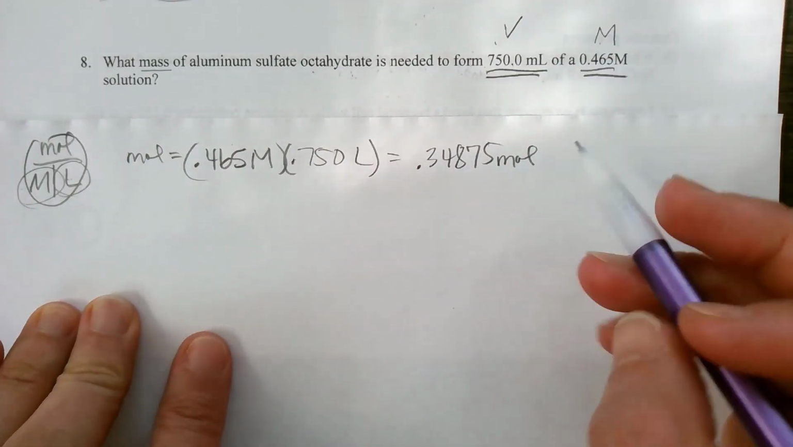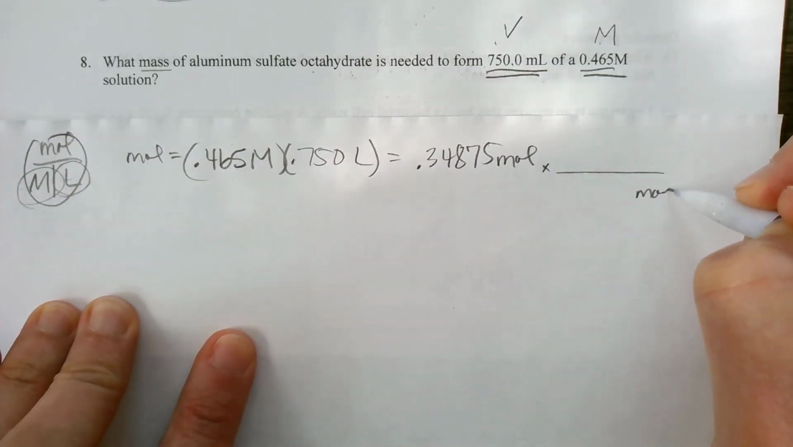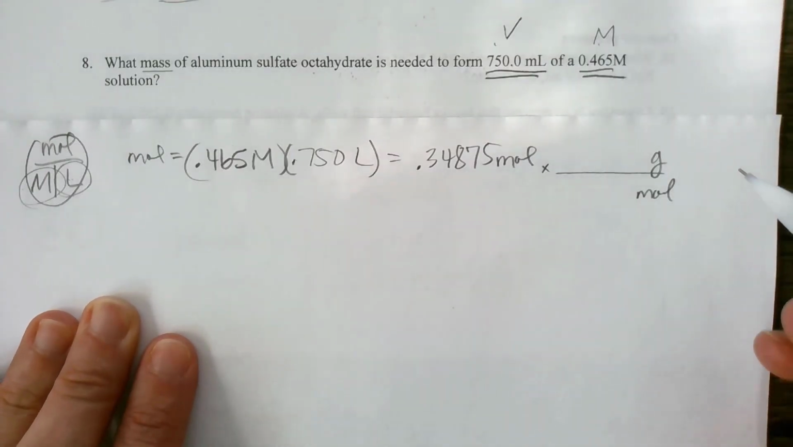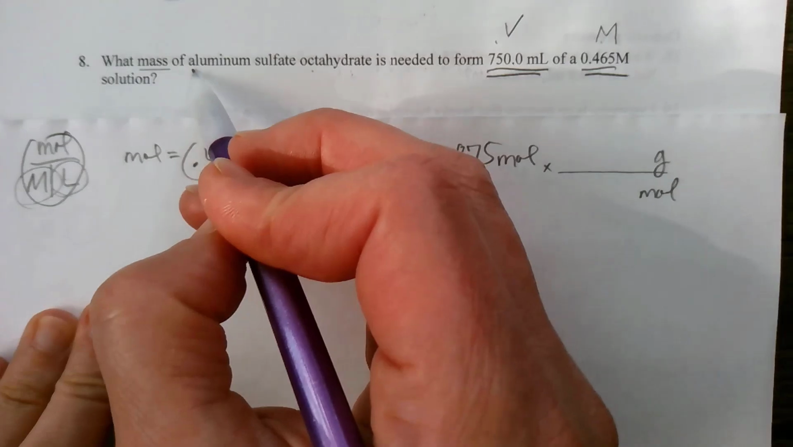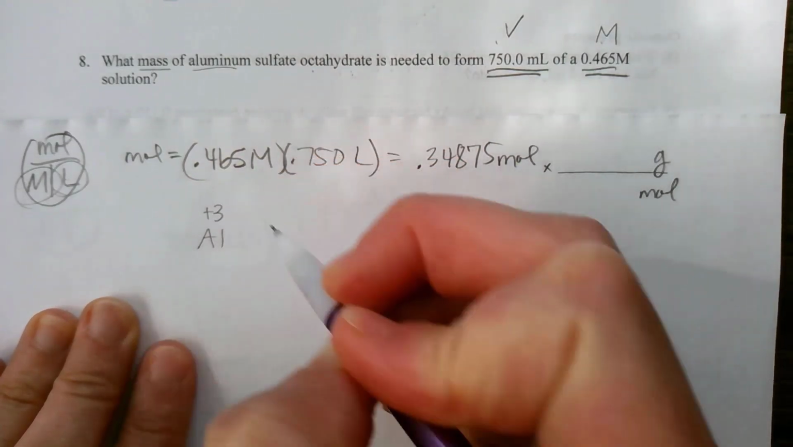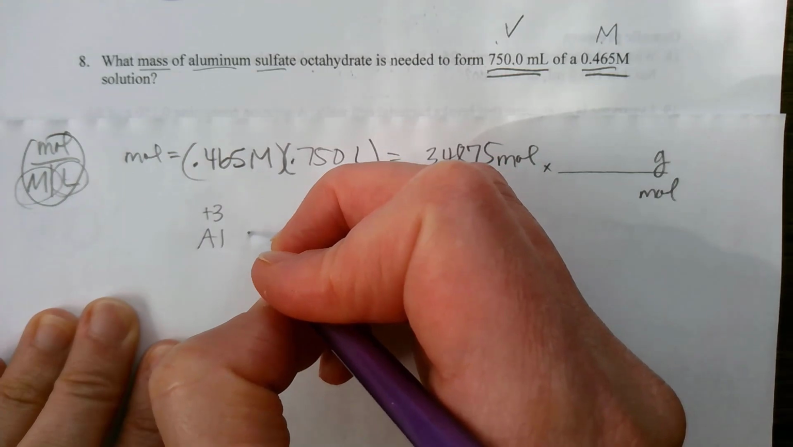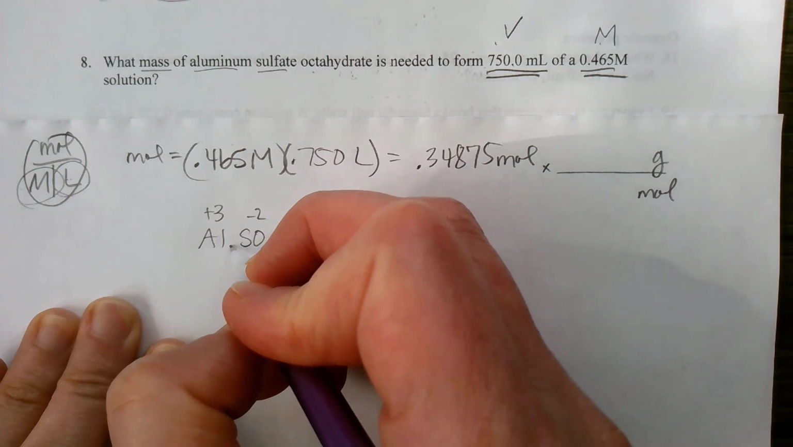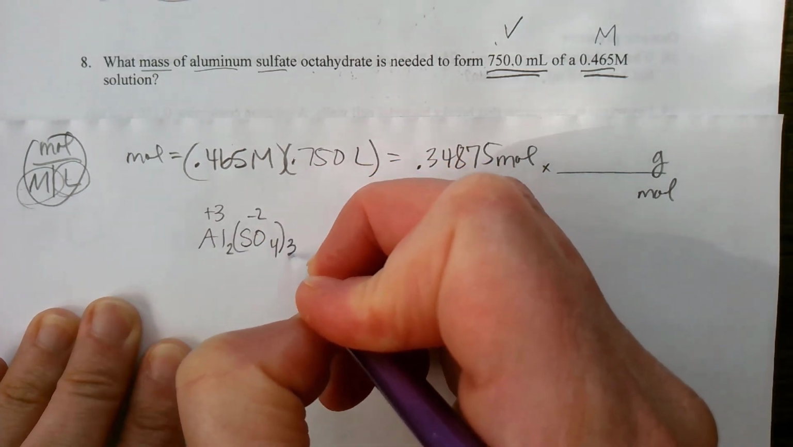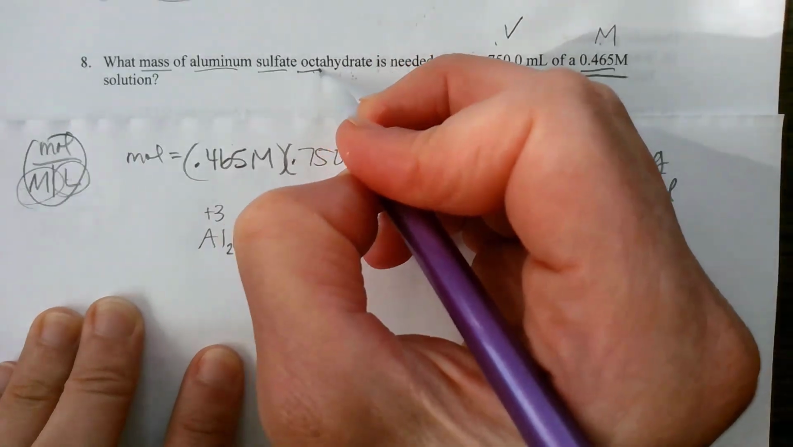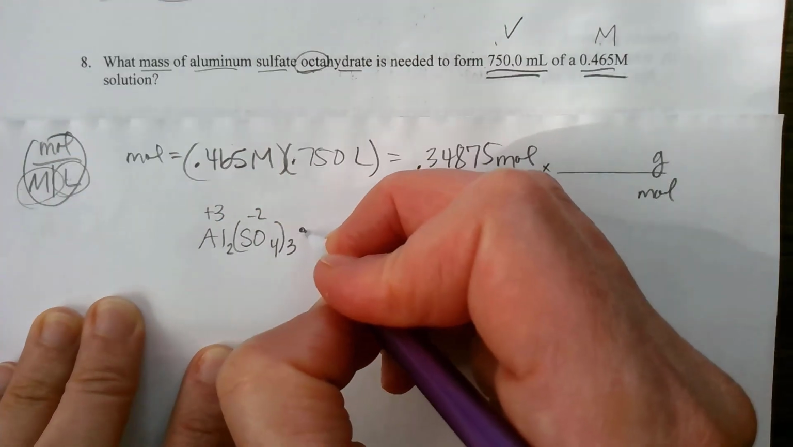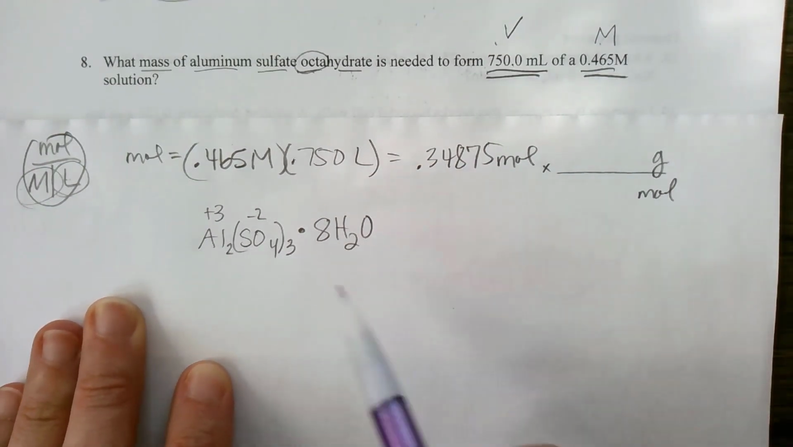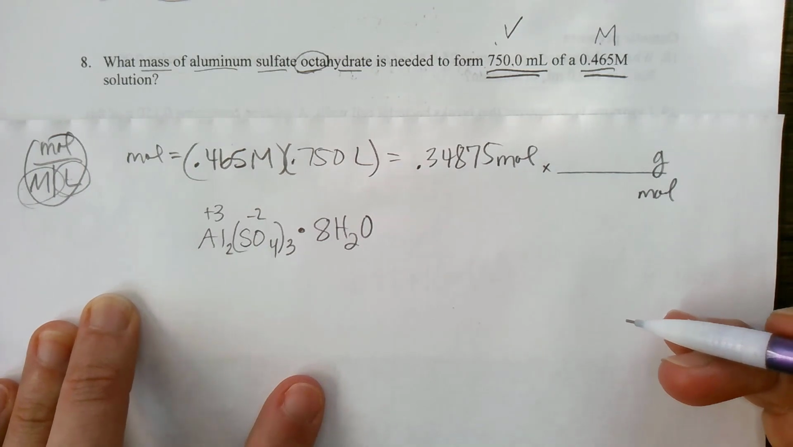Now, in order to go from moles to grams of aluminum sulfate octahydrate, I need to write this compound out so I can get the correct molar mass. So aluminum is +3. Sulfate, look at your polyatomic, is SO4 with a -2 charge. So that would be Al2(SO4)3. Octahydrate means 8 waters. So why don't you pause the video here, find that molar mass, and let's see if we match.